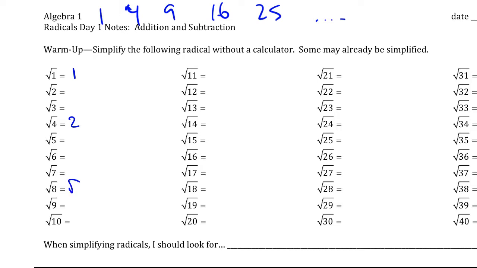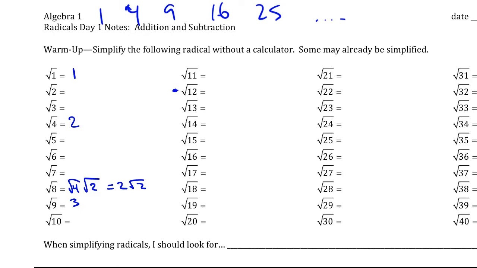But square root of 8 does, and this is where I want to kind of remind us. We're looking to break up square root of 8 into two numbers where the first one is a perfect square. So 8 is 4 times 2. The square root of 4 is 2, so we get 2 root 2. You probably remember doing that. Square root of 9 is 3. Square root of 10 doesn't simplify.